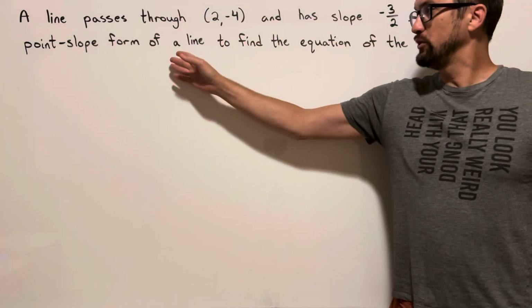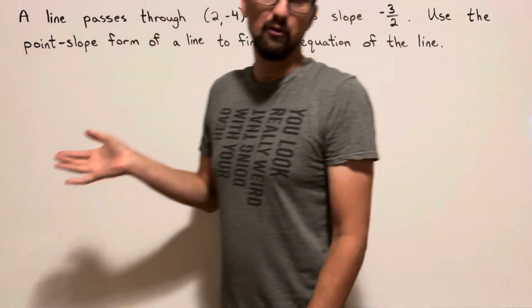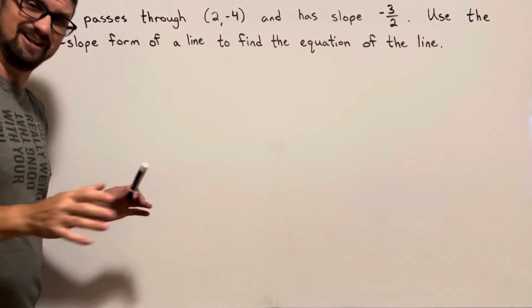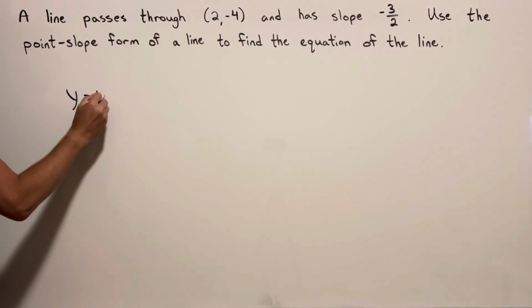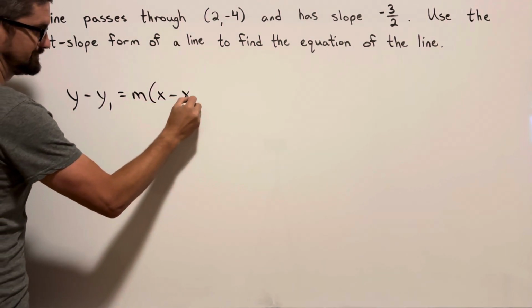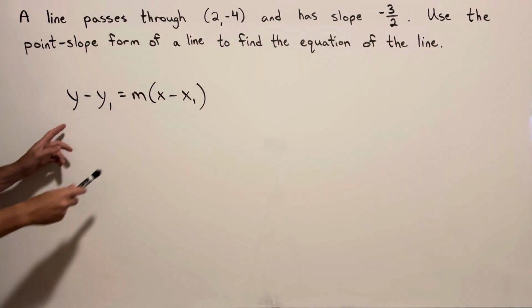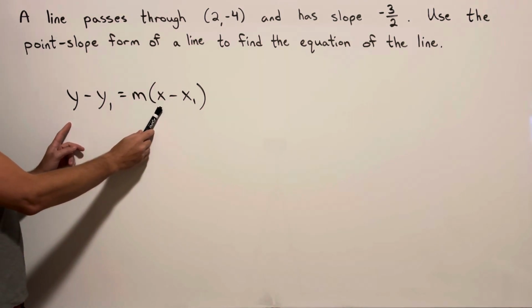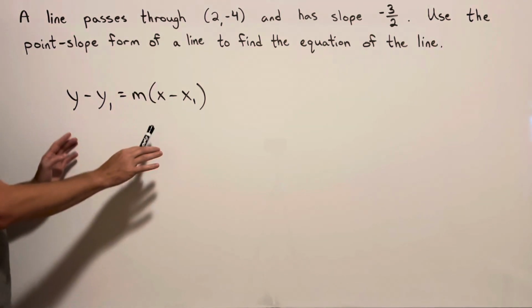All right, so you need to know the formula for the point-slope form to be able to work this problem. And it looks like this. It's going to be y minus y1 equals m times (x minus x1) in parentheses. Now the x and the y here, those are the variables. You want to leave those alone.